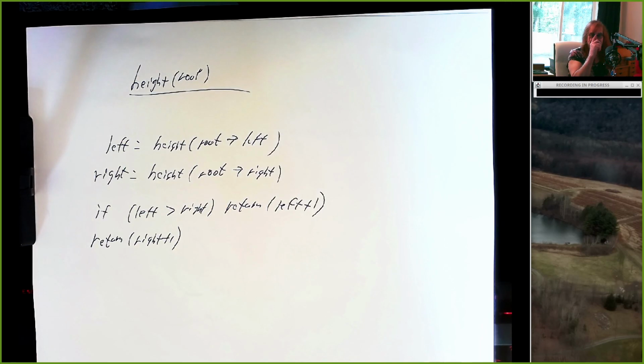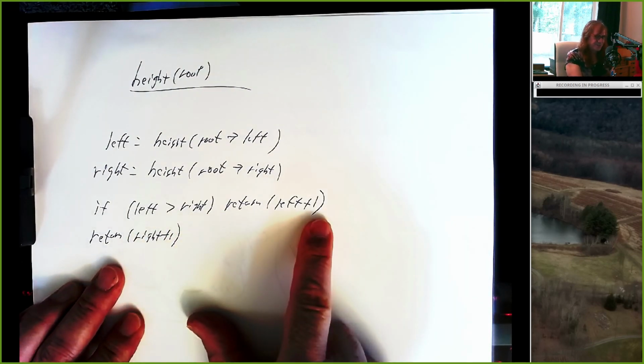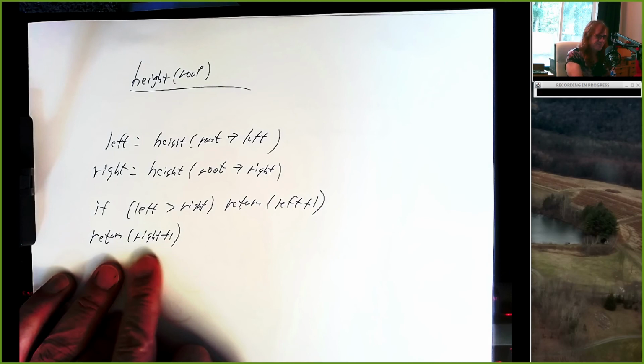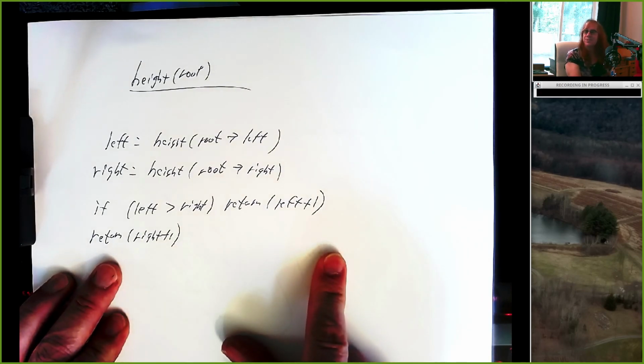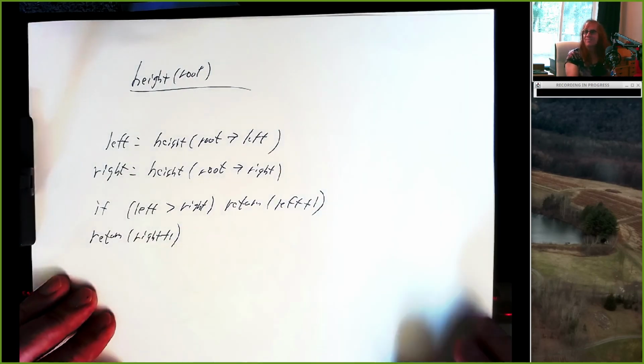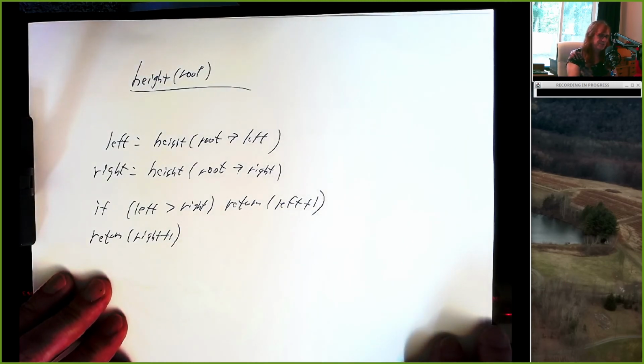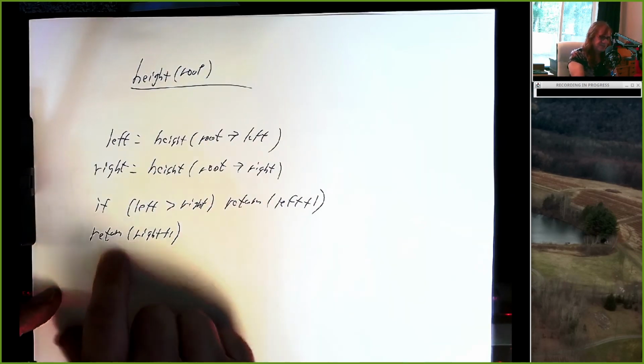And be a little careful with your if-elses. It may be tempting to say if left is bigger than right, return left plus 1. If right is bigger than left, return right plus 1. And that doesn't handle the case where left and right might be equal. I may just fall off the bottom of my function and not tell it what to return, and it might return some random ridiculous number.